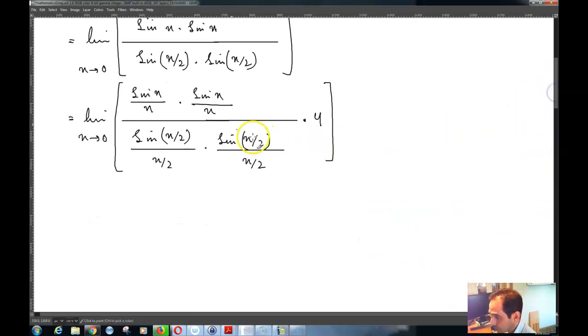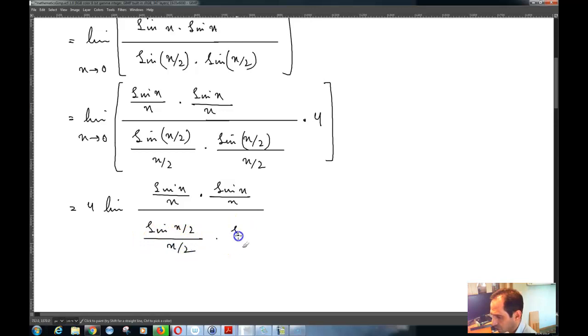Now, you see that I can basically write this limit as, first of all, I can take this 4 out, so I can write this as 4 times the limit of this whole part over here, and then I can write this as 4 times the limit of sine x by x times sine x by x over sine of x divided by 2 over x divided by 2 times sine of x divided by 2 over x divided by 2, as x tends to 0.